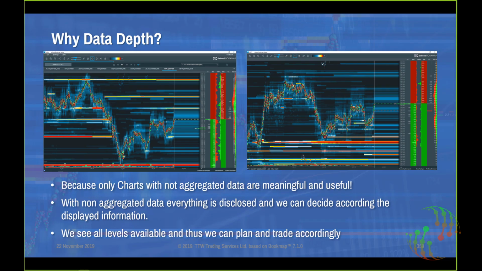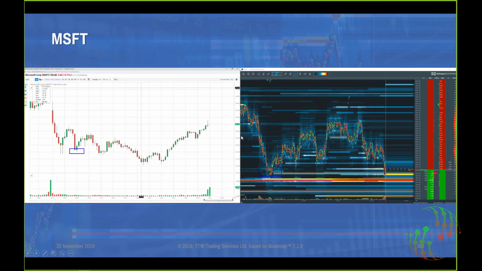With non-aggregated data, everything is disclosed and we can decide according to displayed information. We see all levels are available and thus we can plan and trade accordingly. That's the point. We need to make decisions to understand what is going on. I kindly ask you to think about having the right data in front of you.